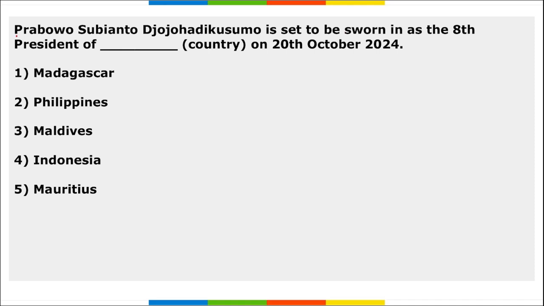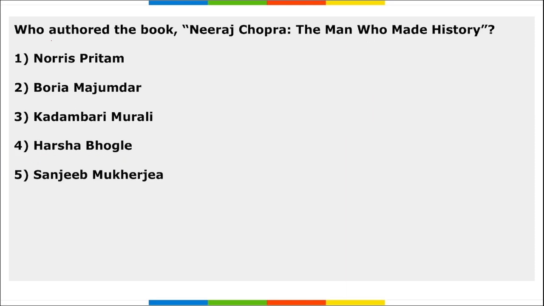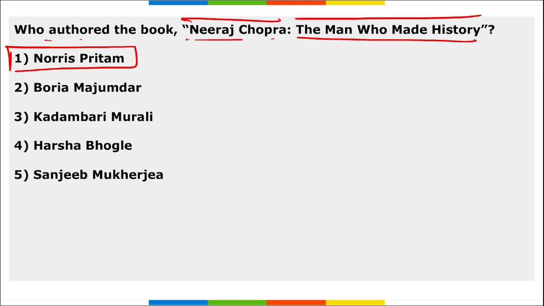Moving on, Prabowo Subianto is said to be sworn in as the 8th president of Indonesia. Correct? The 8th president of Indonesia. Moving on, who authored the book Neeraj Chopra, The Man Who Made History? Norris Pritham authored the book. This book describes the journey of Neeraj Chopra from early background to Olympics, and it will be published by Bloomsbury Publishing India Private Limited.